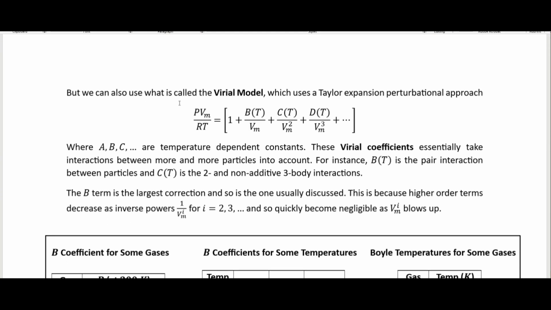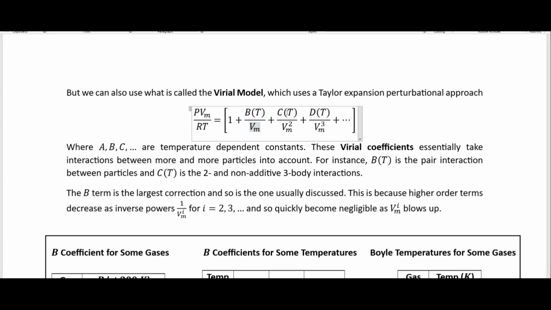So we can also use what's called the Virial model, which uses what's called a Taylor expansion perturbational approach. But essentially it just means that we're taking this ratio right here of all our parameters for the ideal gas law, and we know for an ideal gas that this should be equal to 1. So all these extra terms right here are just correction terms. So if this is not ideal, then it will not just be equal to 1, because we will have these correction terms here that will not be 0.